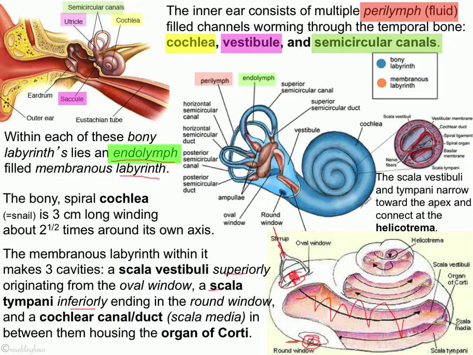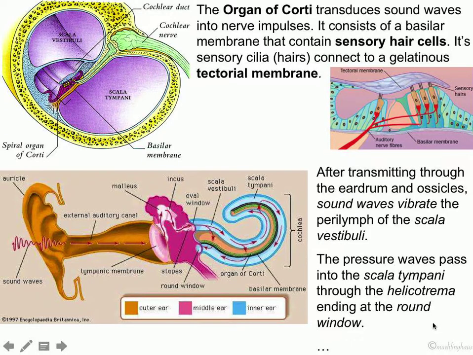The kahuna, where everything's going to happen, is in the scala media, and that's in the membranous labyrinth. We also call that the cochlear duct. Ooh, this is a nice picture. Or they call it the spiral organ of Corti. Look at that. Old names. So the organ of Corti transduces sound waves or pressure waves into nerve impulses. So how does it do that?